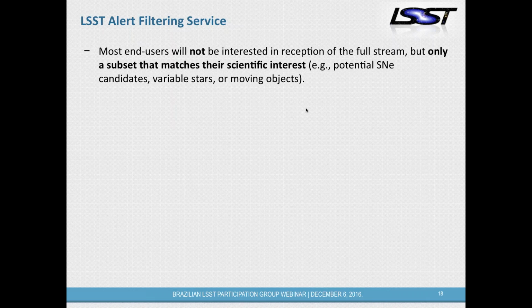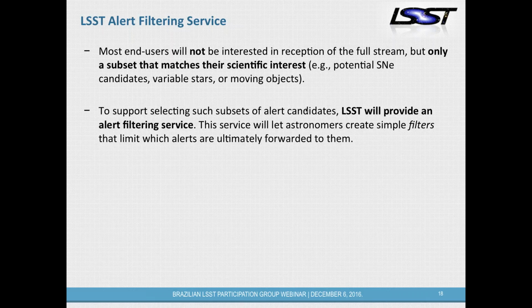So given that, what we've understood for a while is that we need to provide some kind of a facility to enable our downstream users to only receive a subset of alerts that match their scientific interest. For example, potential supernova candidates, variable stars, and moving objects, and not everything. And to support selecting such subsets, we'll provide what we call an alert filtering service.